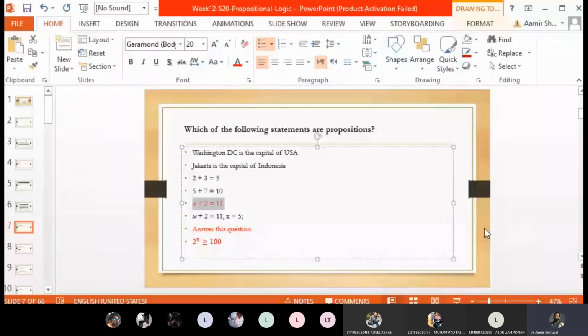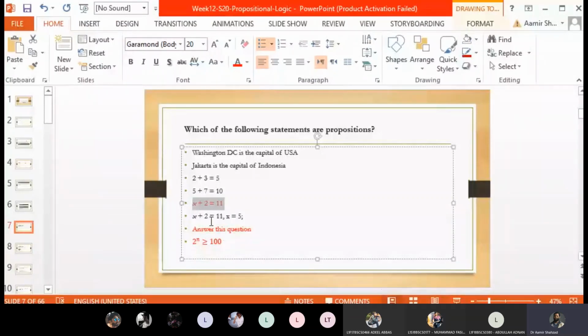So it all depends on the value of x. If the value of x is not given, we cannot say it's true or false. अगर हमें x की वैल्यू नहीं पता, हम ट्रू या फॉल्स नहीं कह सकते. So x plus 2 is equal to 11. This itself is not a proposition.